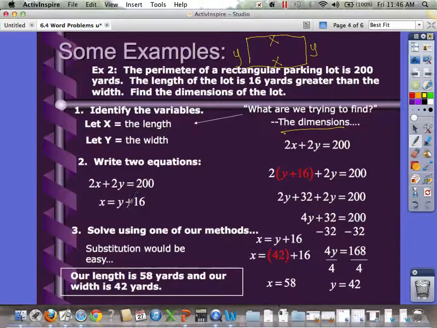Now, on this particular problem, we have a variable that's already solved for as an expression, and the coefficient's 1, so this one would be very easy to substitute in.